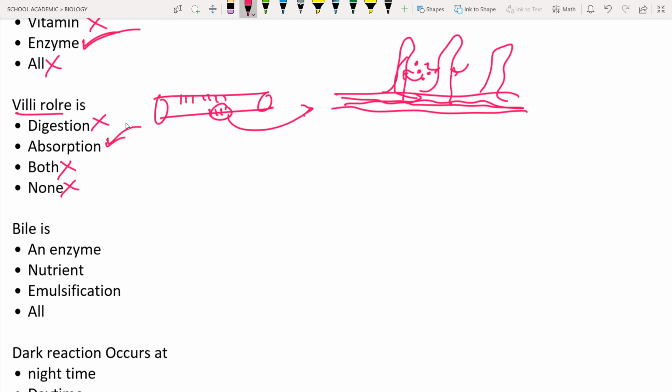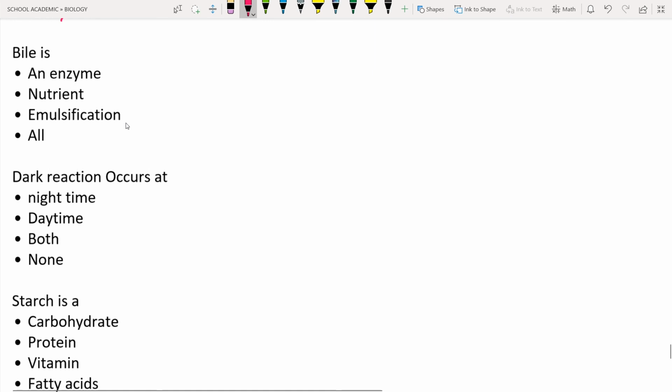Okay. So bile, the first option, is an enzyme. Remember, out of the complete enzyme chart, there is one substance that is involved in digestion but is not an enzyme. That is known as bile. Bile is not an enzyme, but it is involved in the digestion of fats. When it acts on fats, they get converted into fatty acids. This is the main important role of bile.